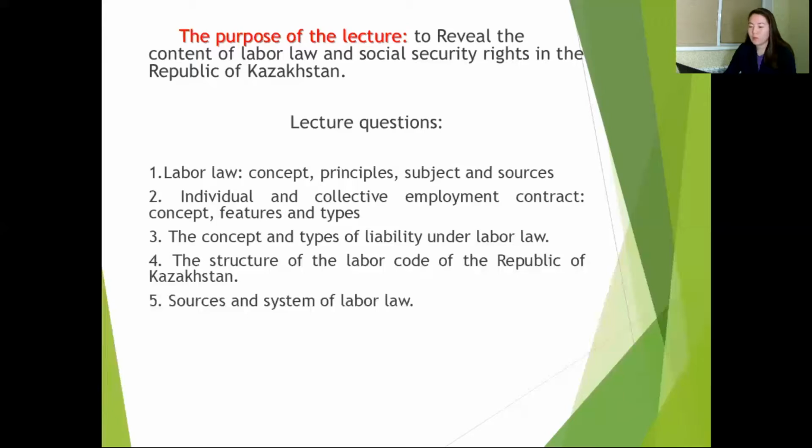First, labor law, concept, principles, subject, and sources. Second, individual and collective employment contract, concept, features, and types. Third, the concept and types of liability under labor law. Fourth, the structure of the labor code of the Republic of Kazakhstan. And the fifth, sources and system of labor law.